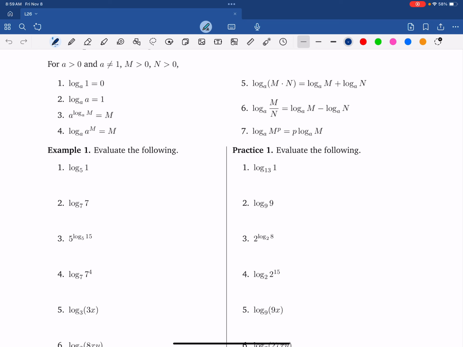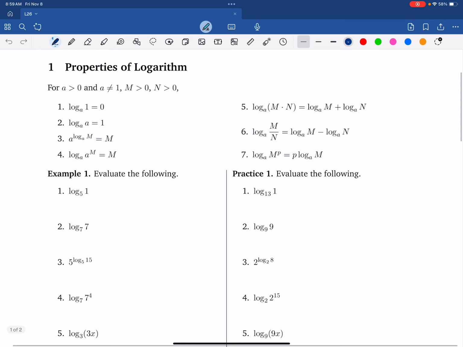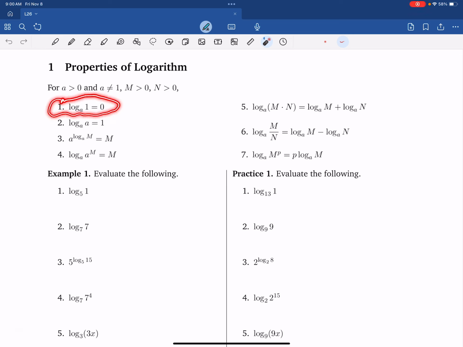Number 1, log base 5 of 1. So this one will use the first property right here. If you have a log where the value inside the log function is 1, then the result is 0. This comes from the fact that a to the 0th power is 1.